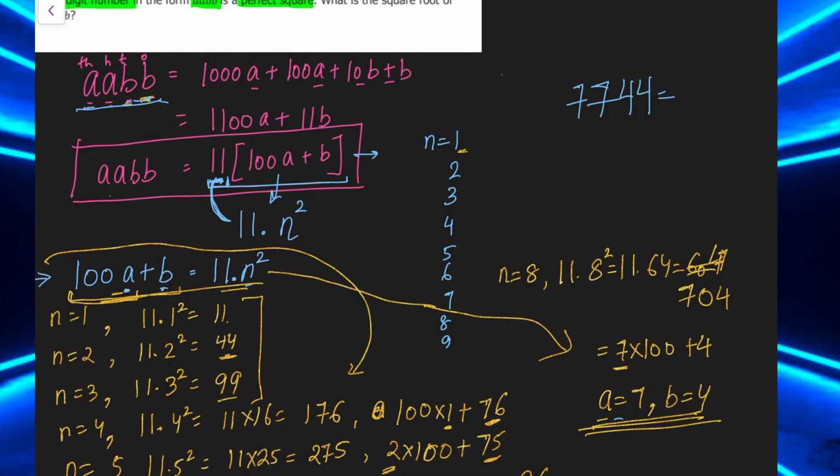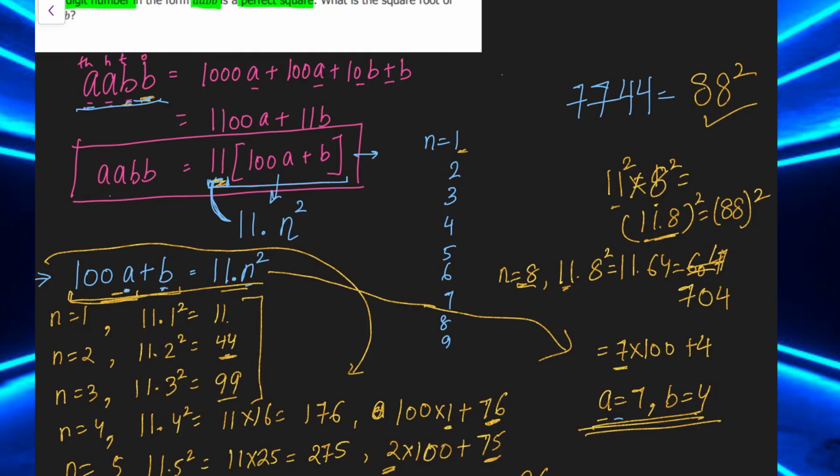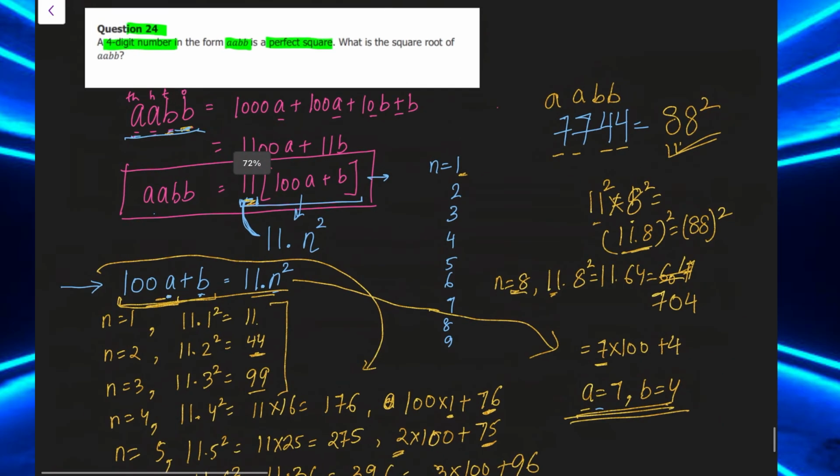What is this? The square root of, not square root, the square of 11 square, putting it here, times we had put n equals 8, so 8 square. Let's check. 11 square and 8 square, that means 11 times 8 square, which is 88 square. So 7744 is 88 square, which makes it a perfect square, and we are following the pattern AABB. All right, you can go ahead, check 88 times 88, and you'll get the same answer.